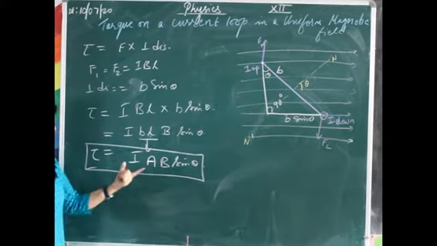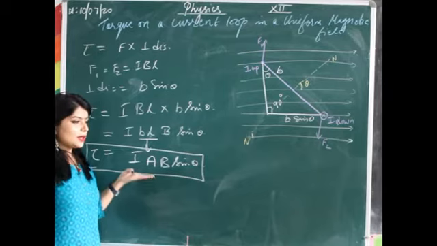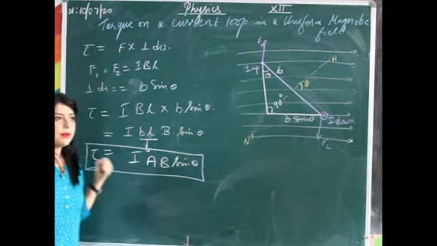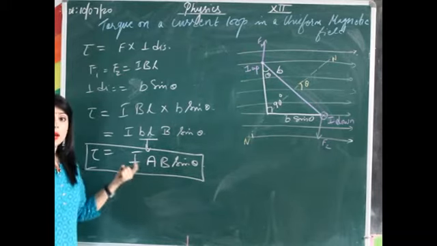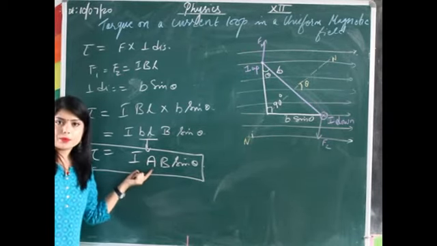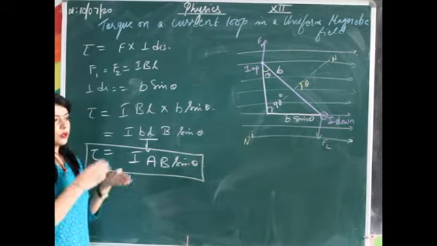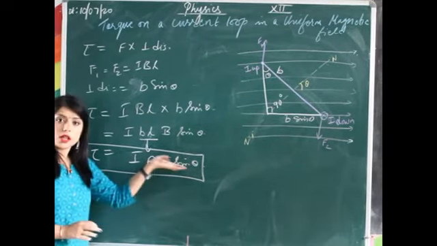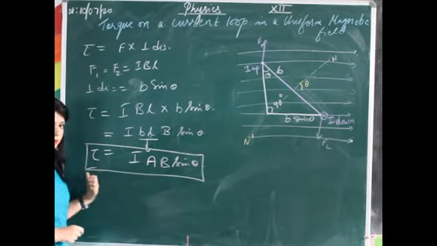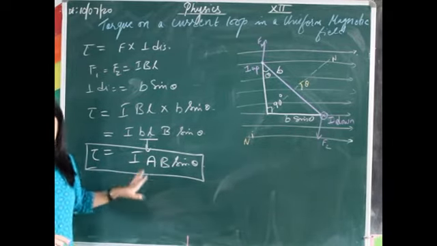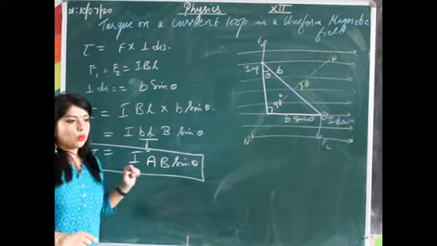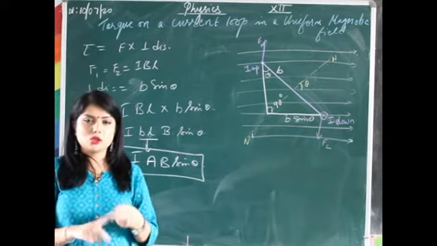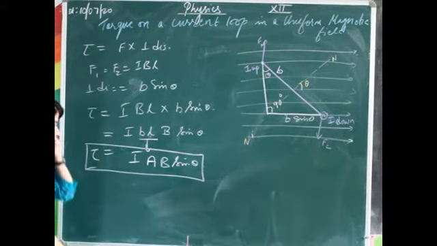Now from this equation, what we can see is that this is not only applicable for a rectangular loop. This is applicable for any surface where we can find the area, like a circular, square, any sort of loop where the area can be found. In such situations, this torque is applicable. Now let us discuss in what situation the torque will be maximum and in which situation the torque will be minimum.